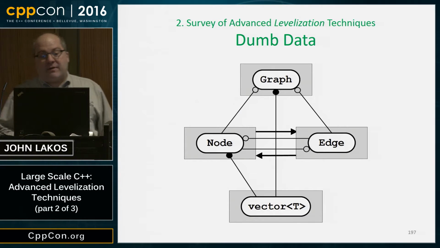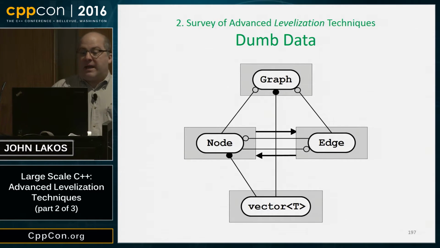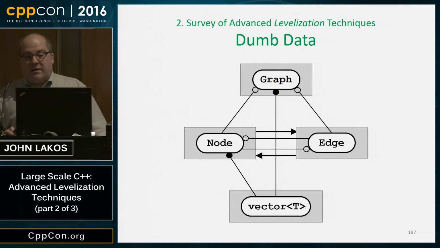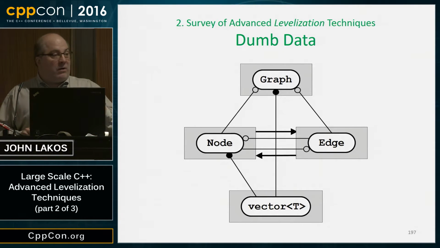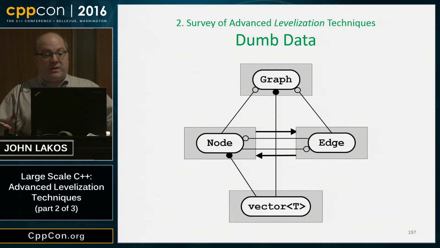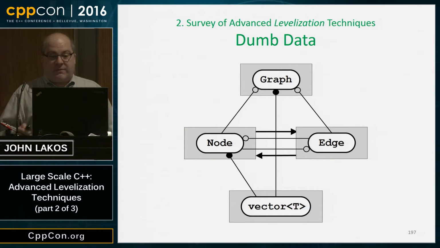So here we have a graph, and the node and the edge know about each other, and that's a problem. And the node and the graph both know about vector because the node has a vector of edges, the edge has a node as head and tail, and the graph knows about all these things because the graph is your wrapper object. And we don't want this. I use graph because it just seems to be an intuitive thing for everybody because we know what's going on. And so we'll see this come up over and over as we go through the different techniques.